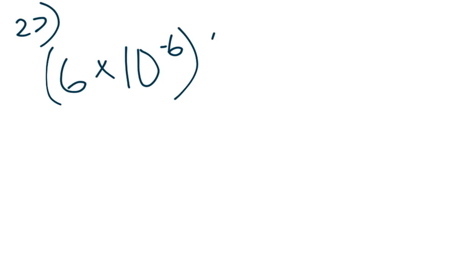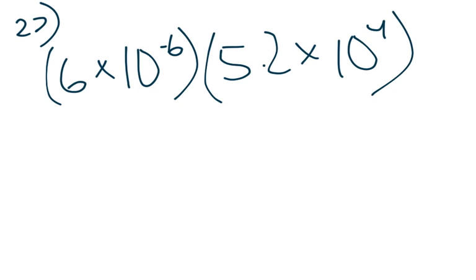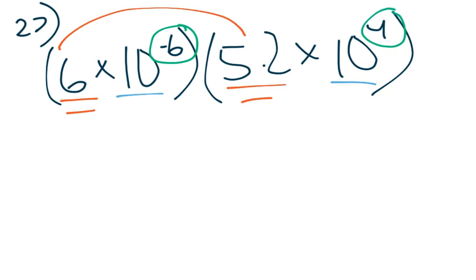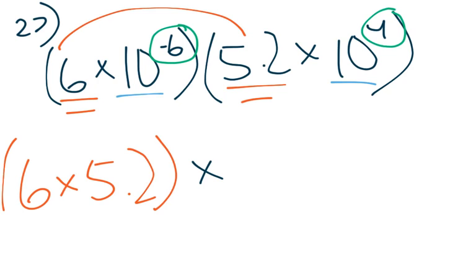Okay, last one, number 22. We have 6 times 10 to the negative 6 times 5.2 times 10 to the 4th. So we have our big numbers, our first numbers here, that we are going to multiply. 10 is our base, it stays the same, and we are going to add our little numbers. So we have 6 times 5.2, times 10, and we're adding our exponents, negative 6 plus 4.